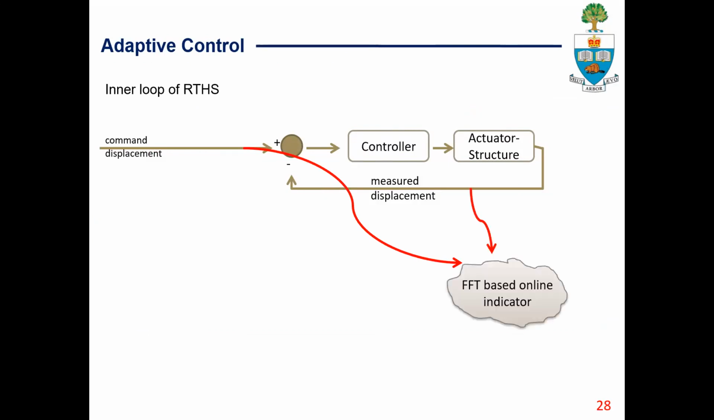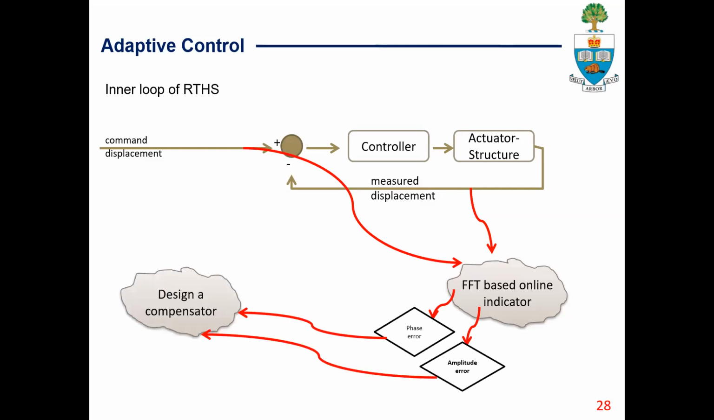We have frequency-based online indicators which quantify the phase error and amplitude error between these two signals. We design a compensator to negate these effects, and we place that compensator in the forward path.